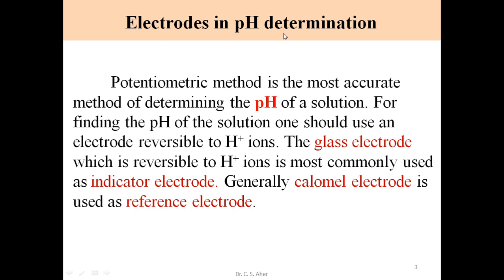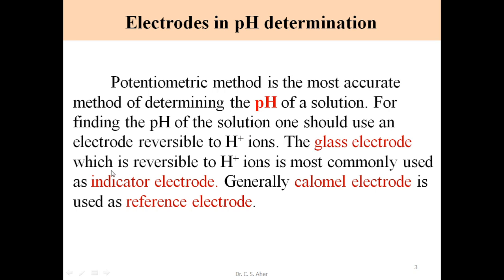This electrode is used in pH determination. The potentiometric method is the most accurate method for determining the pH of a solution. For finding the pH of a solution, one should use an electrode that is reversible to H plus ion. See, reversible means this H plus ion can be adjusted. So this electrode must be reversible. Very important, what is reversible to H plus ion? The H plus ion concentration is changing.